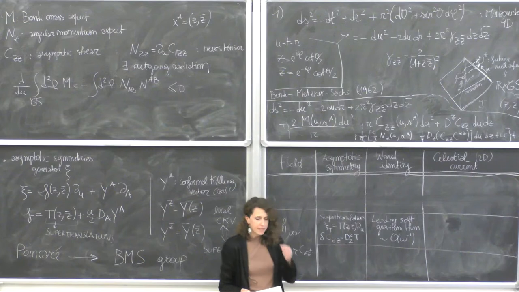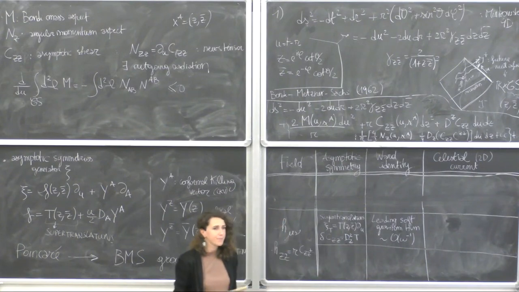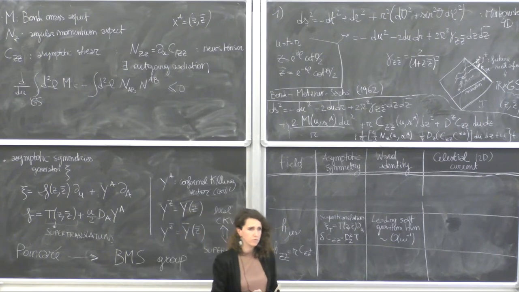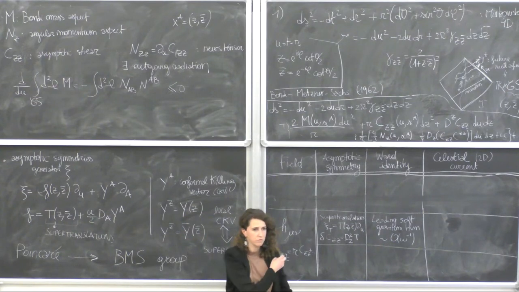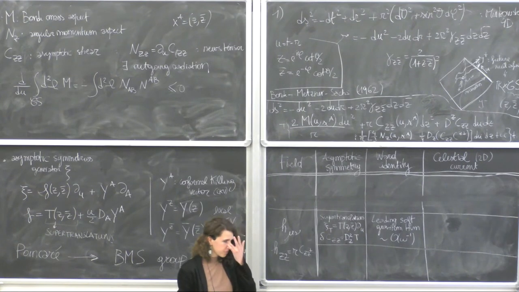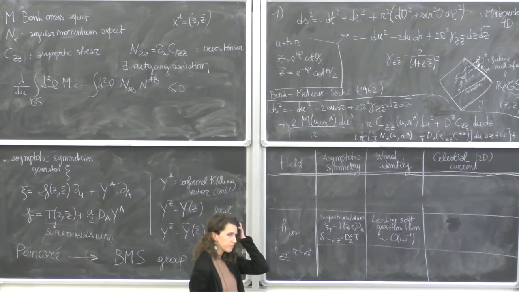Sorry, can I ask another question? Usually in scattering amplitudes, soft theorems come from some spontaneous symmetry breaking. For instance, in QCD the Adler zero comes from some broken shift symmetry. Is there any interpretation of these soft theorems in terms of some spontaneous symmetry breaking?